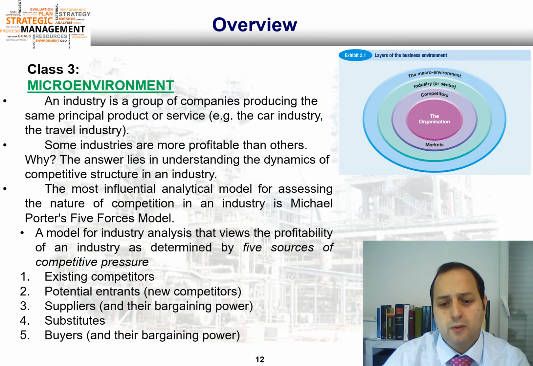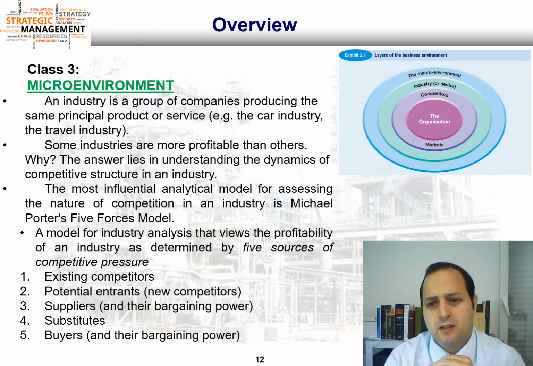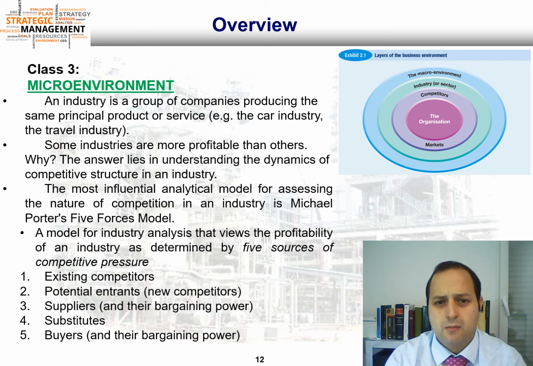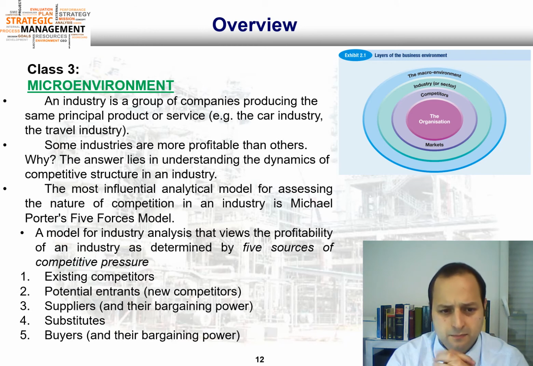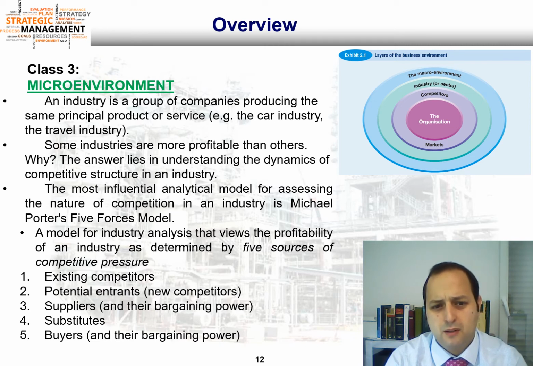In class 3, we continued speaking about the next layer of the business environment, which is the microenvironment. The microenvironment is formed by the analysis of the industry of the company and the competitors of such company. And therefore, we started with a definition of industry. An industry is a group of companies producing the same product or service. For example, the car industry, the travel industry, etc.